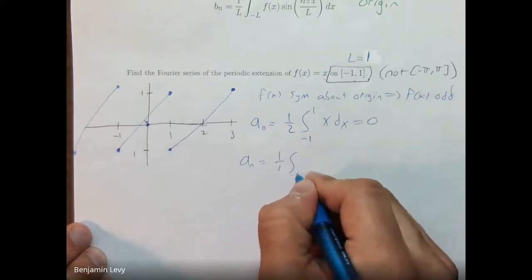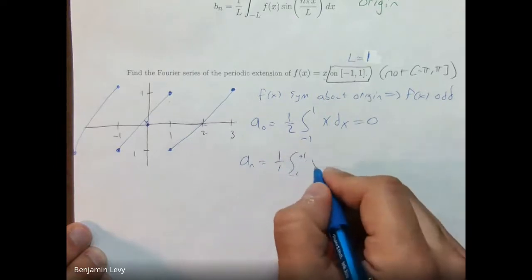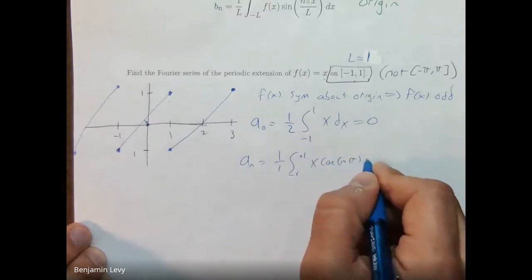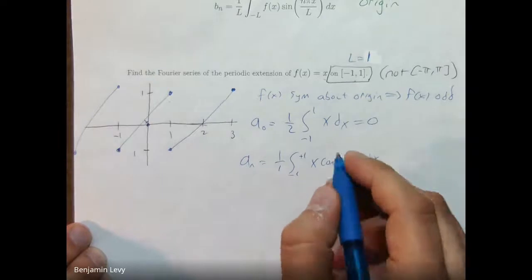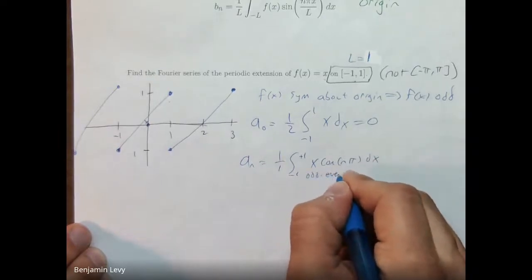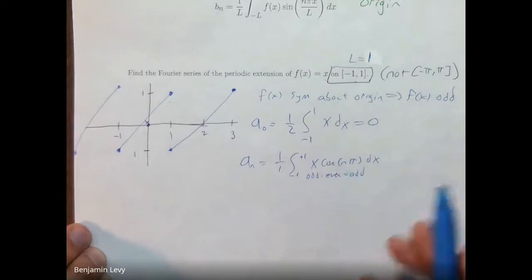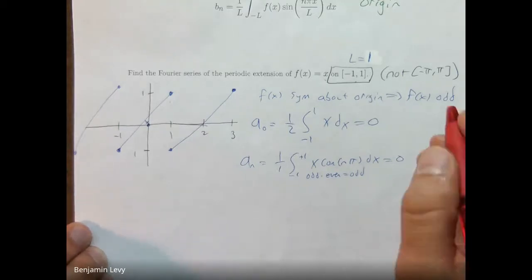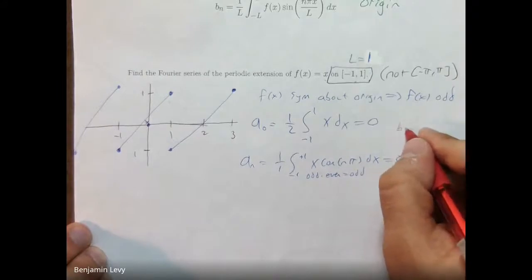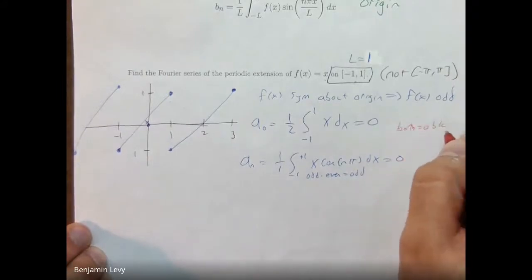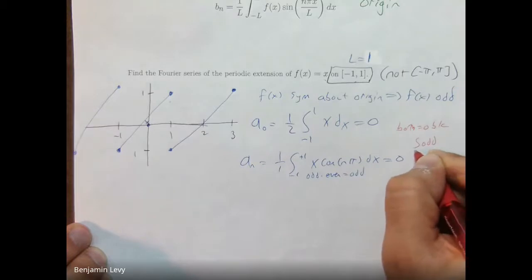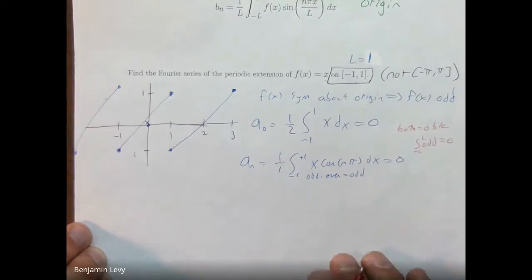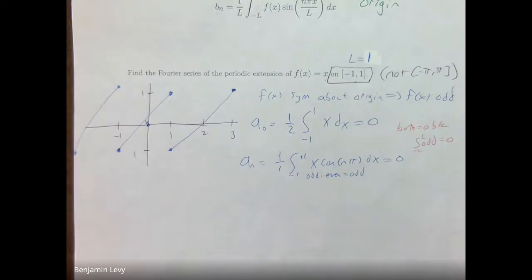So An ends up being this integral. Oops, that should be +1. And so you have odd times even equals odd, and so you're also integrating an odd function, and so that also ends up being 0. So again, those little calculus tricks are really, really helpful in this case, right? So these are both equal 0 because the integral of an odd function from -L to L is 0. And so we're only going to get a Bn term.